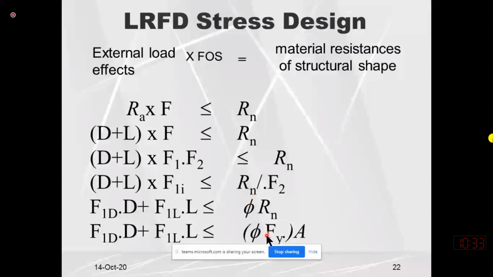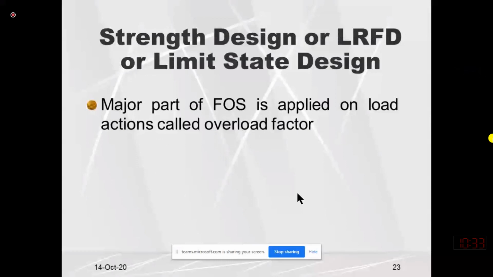Unlike in ASD, we are reducing by 40% because we are considering this phi value of strength reduction factor, or 1 over F, as 0.6. So now this is just a repetition of what I have just explained. The major part of the factor of safety is applied on the load and actions, called the overloading factor. Overloading factor means that we are increasing the load by a certain factor.